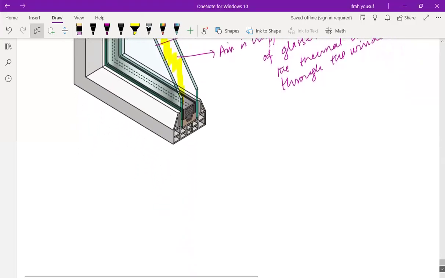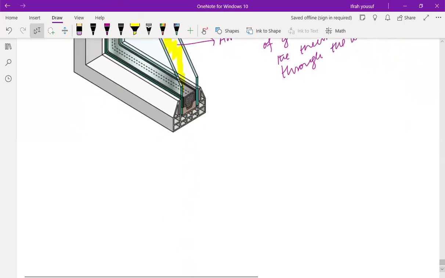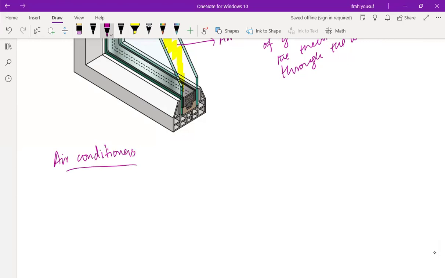All right. Where should the air conditioner system or AC be installed? Sir, on the top. Yeah, let's take the example of air conditioners. So these are always installed near the ceiling of the room.